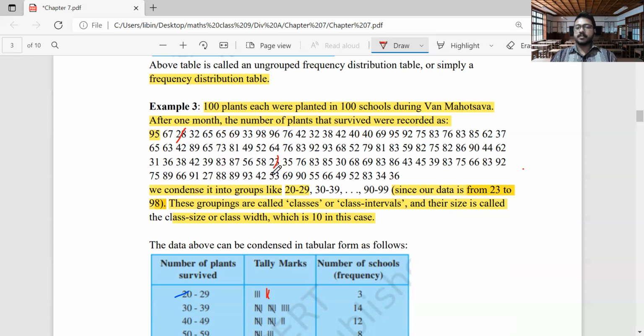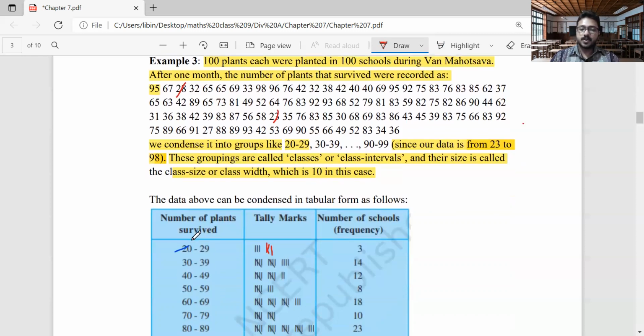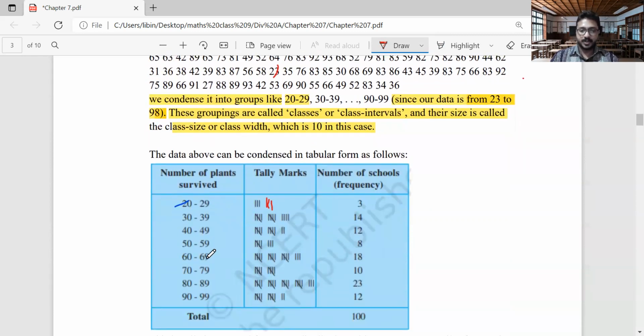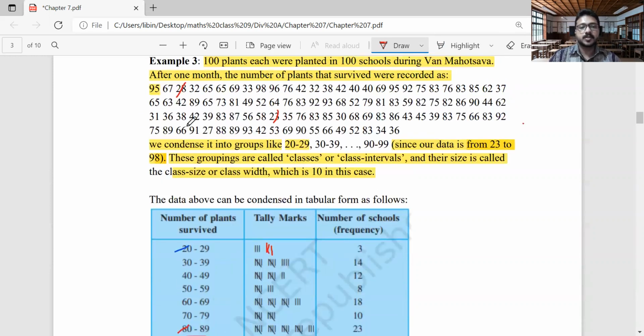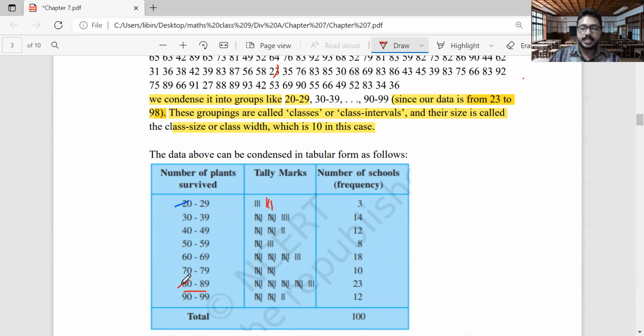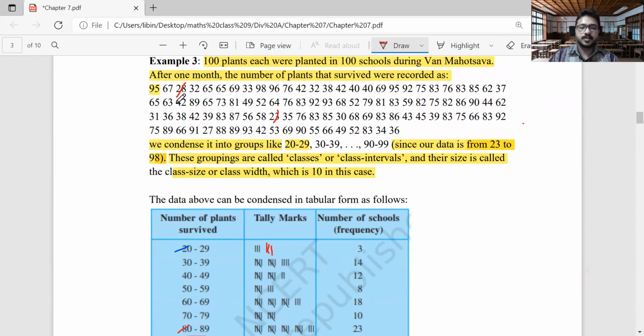So there is one more number. So we can mark all these numbers here. Okay, so all these are marked, and similarly we will go for each case. See, for example, if I am taking the class interval 80 to 89, because there are many lengthy numbers which lie between 80 and 89, go through it.